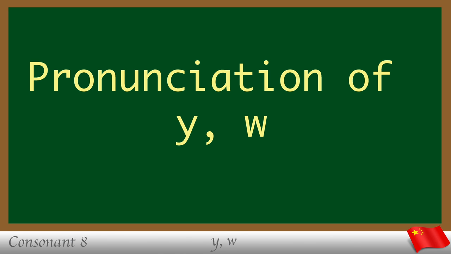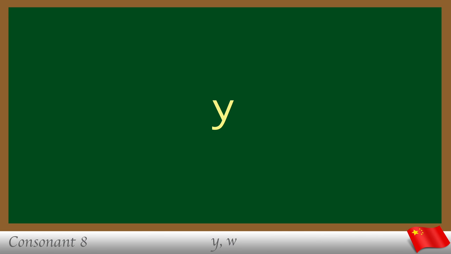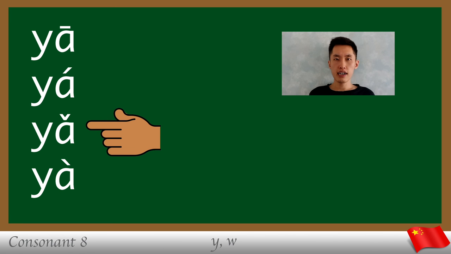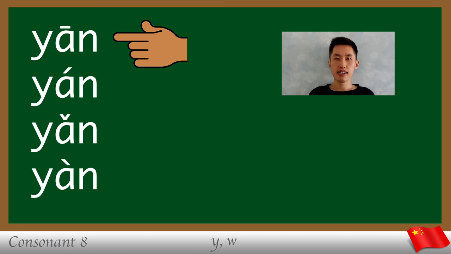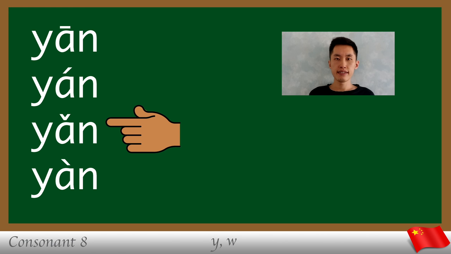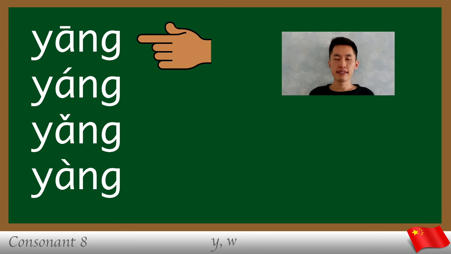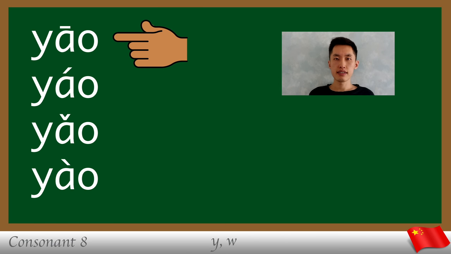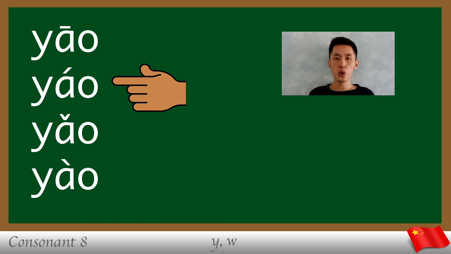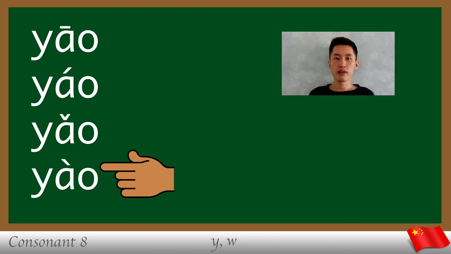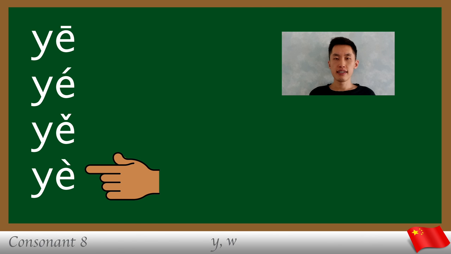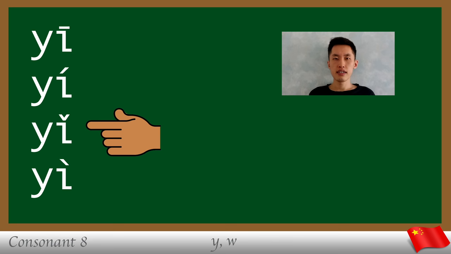Alright, let's learn the pronunciation of the consonants yi and wu. Pronunciation of yi. Ya, yan, yang, yao, ye, yi.